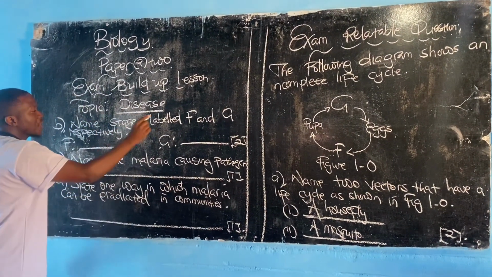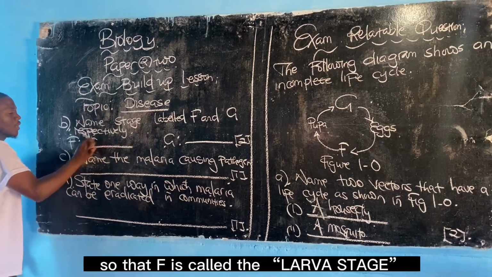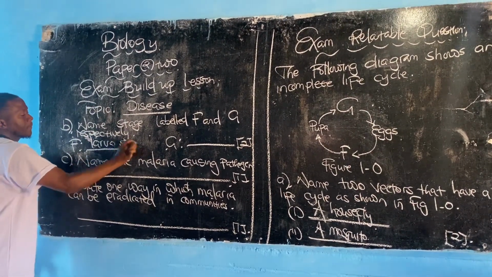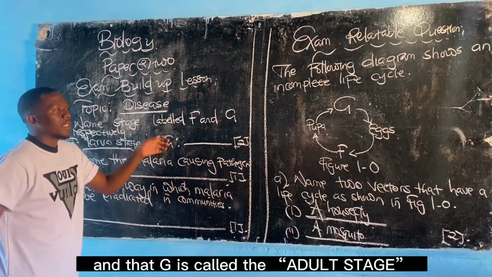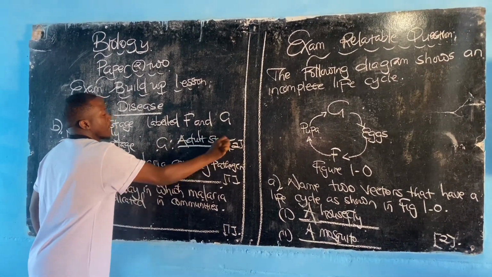So name stage labeled F and G respectively. So that F is called the larva stage, and that G is called the adult stage.